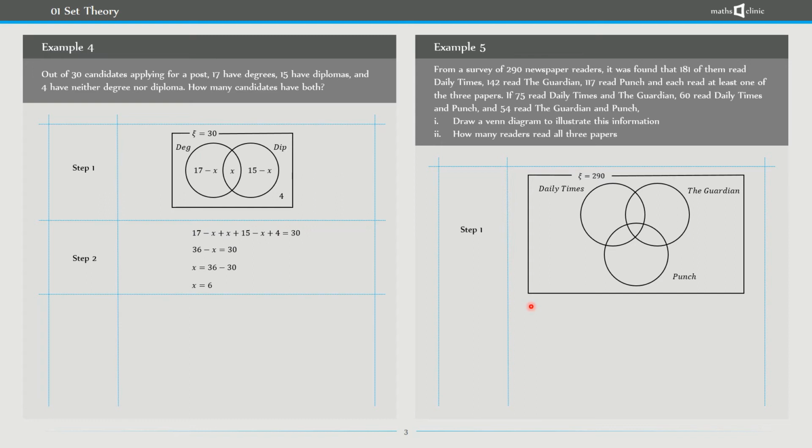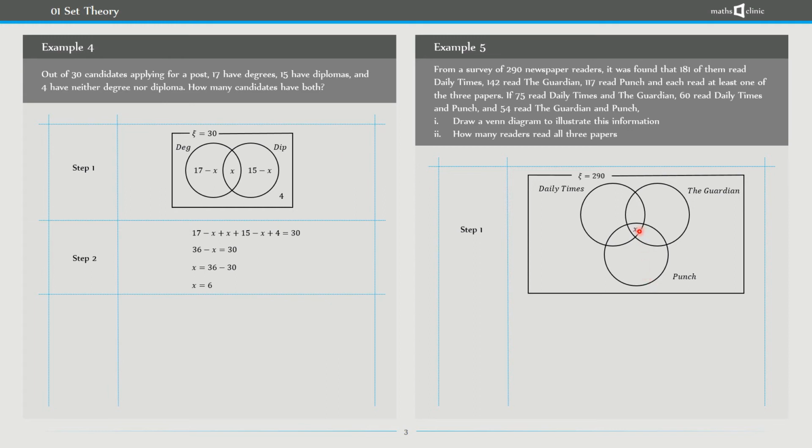Then we'll start right here in the middle. This point is where the Daily Times, the Guardian, and the Punch, all three sets, intersect, which is the number of readers that read all three papers. And we just put an X there. That's what we're looking for. We have an X here.